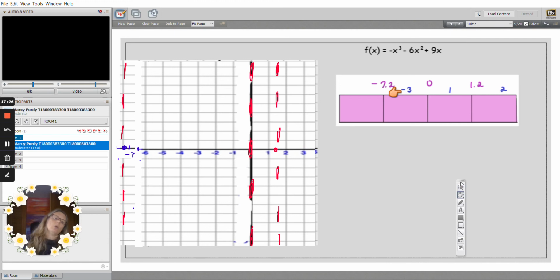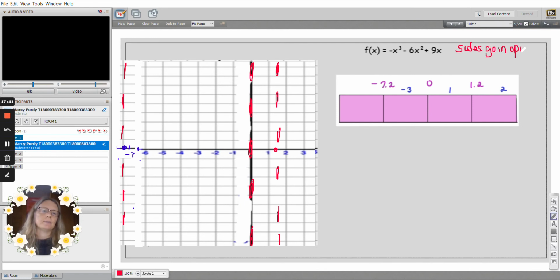So again, all we're worried about is what is the sign. Now, we also said our degree was 3 back in the beginning. So remember what we know about an odd degree. So the sides go in opposite directions. So that's helpful with this. So this time let's plug in the 2.